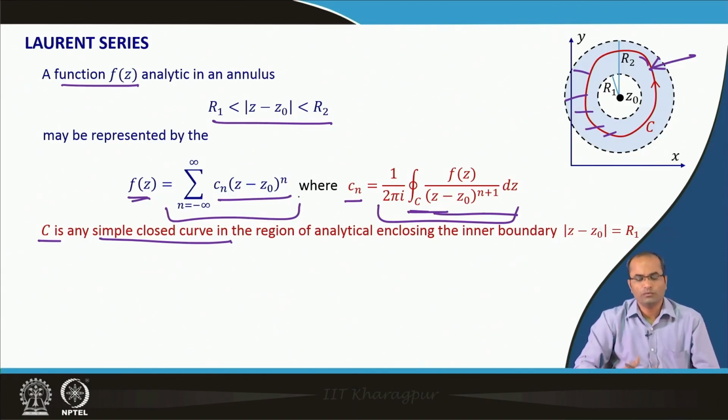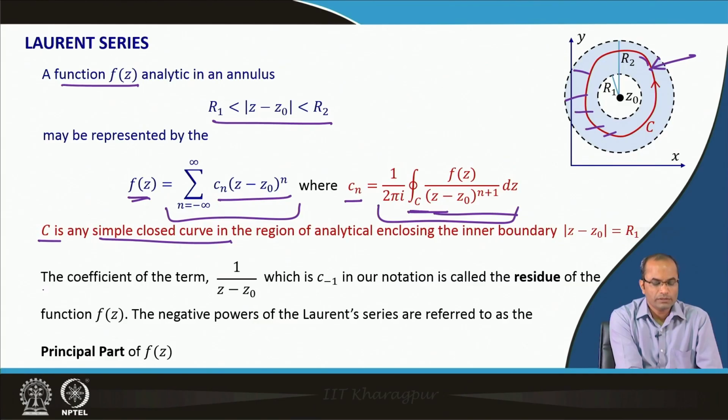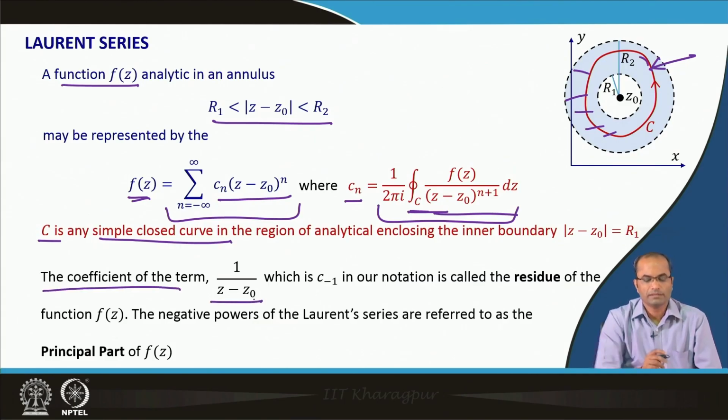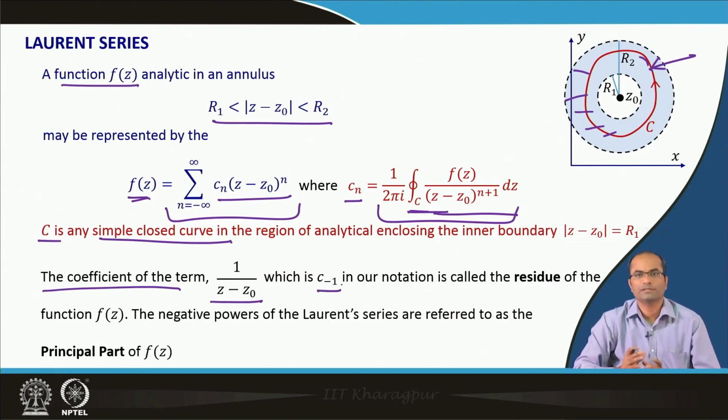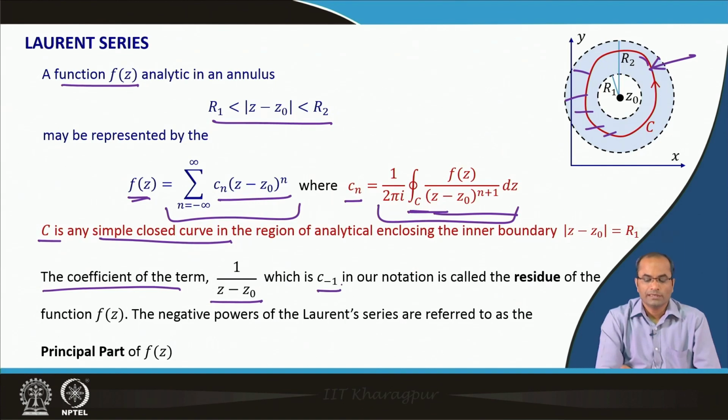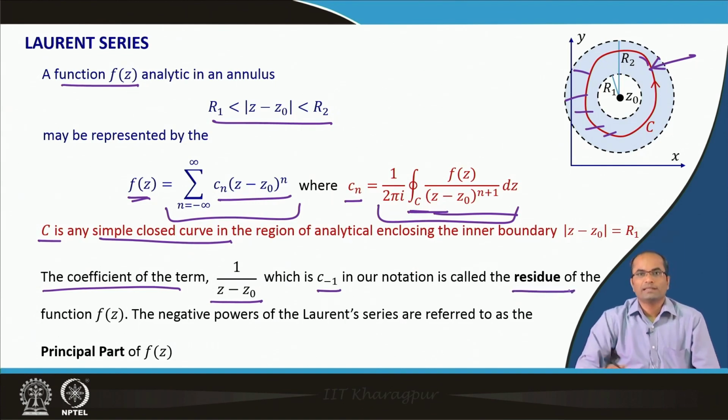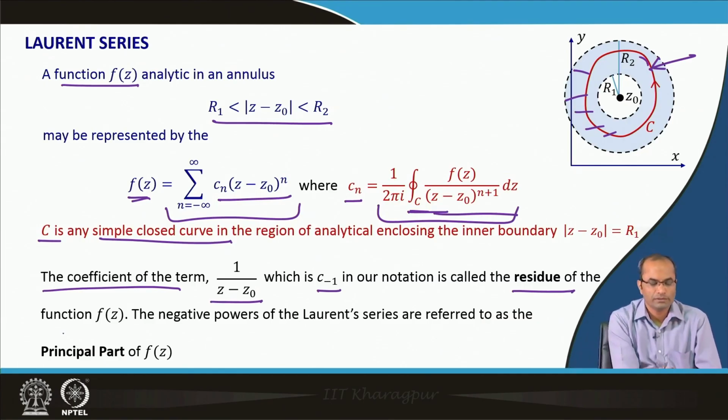Again, the proof of this series representation is quite involved, and we are not talking about how to get exactly this power series representation. But now the coefficient term here of z minus z 0, which is c minus 1 in our notation, the coefficient of 1 over z minus z 0 is called the residue, and there will be one more lecture where we will be talking about many applications of the residue and what the residue theorem is, which relates to the integral evaluation.